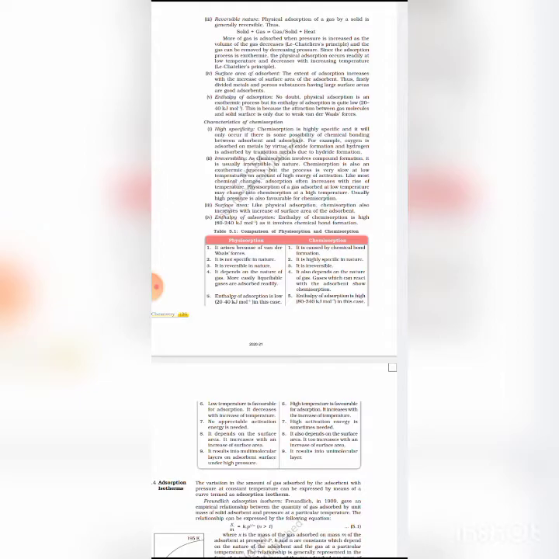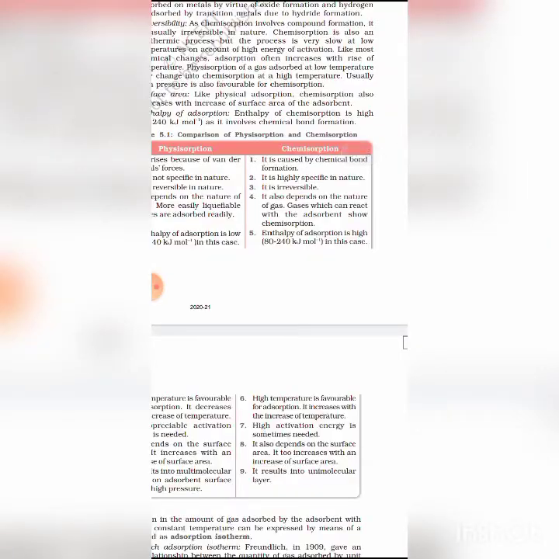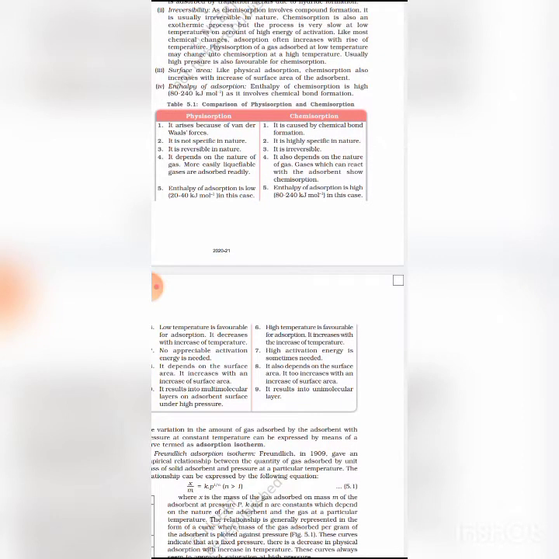Now we can compare the features of physisorption and chemisorption. Physisorption arises because of van der Waals forces, and chemisorption is caused by chemical bond formation. Physisorption is not specific in nature, but chemisorption is highly specific. Physisorption is reversible in nature, but chemisorption is irreversible.